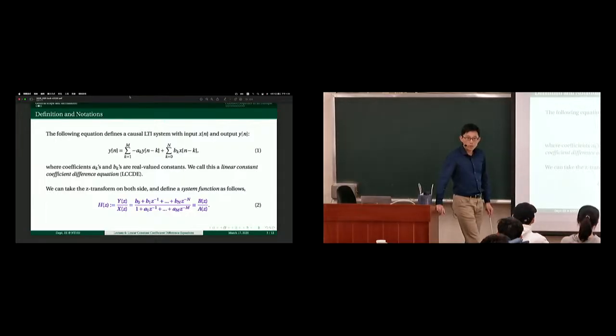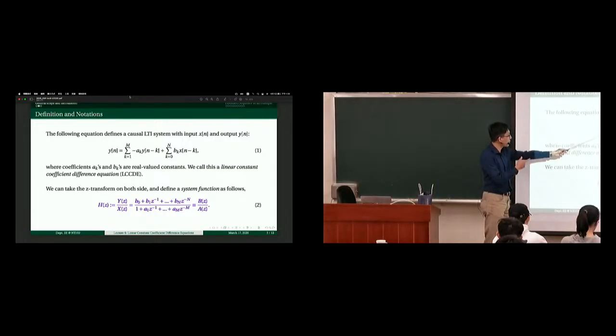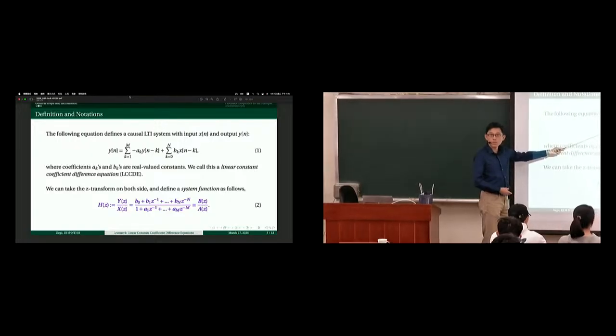We have learned that all you need to know about a linear time invariant system is the impulse response, because the system is completely characterized by the impulse response in terms of convolution. So if we agree that this equation characterizes an LTI system, we want to ask, how do we find the impulse response by some sort of calculation?